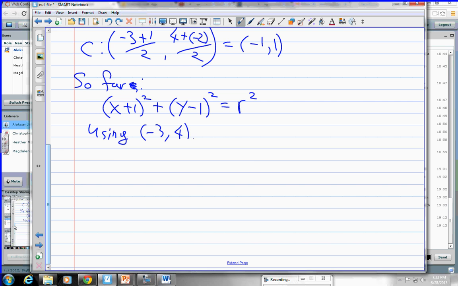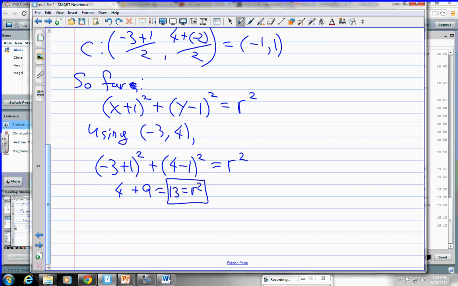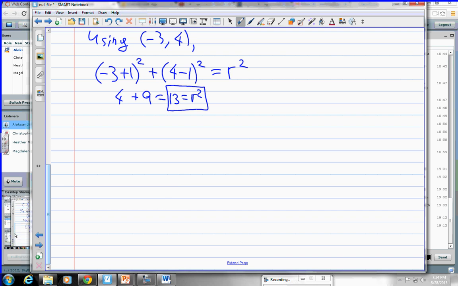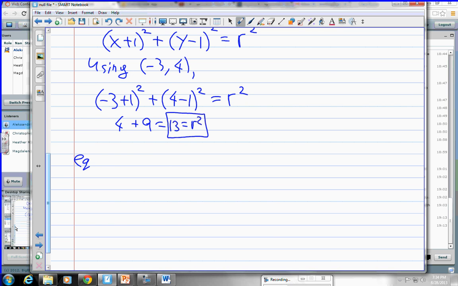So I'll just grab, doesn't matter, the first point, using negative 3 and 4. We'll take negative 3 plus 1 squared, 4 minus 1 squared equals r squared. Right? So what do we get? Negative 2 squared is 4. 3 squared is 9, so that's 13. So that's the r squared. r squared equals 13. So then the equation itself of this circle is x plus 1 squared, y minus 1 squared equals 13.